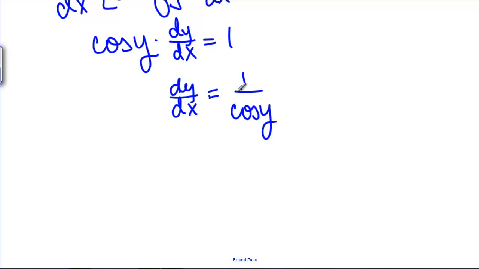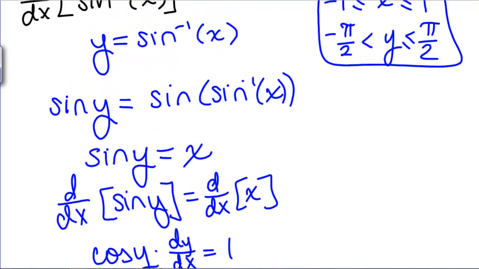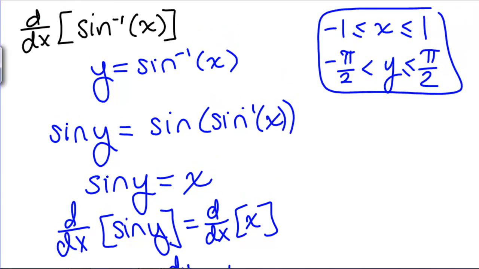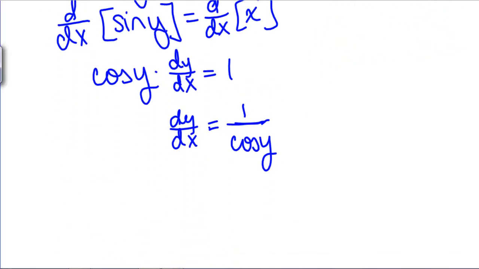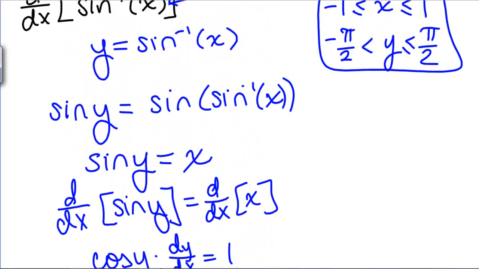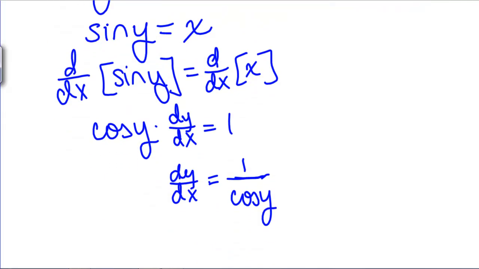Now that sounds fine and dandy, but the problem is we want our answer in terms of x, because our original problem was in terms of x, not in terms of y. So how do we go back from cosine of y, how do we get to x's? Well, the only thing we know about x is that sine of y is equal to x. So we need to rewrite this expression in terms of sines instead of cosines.